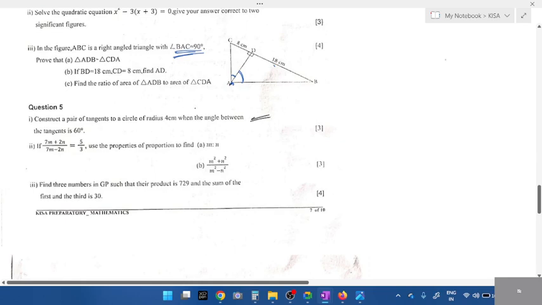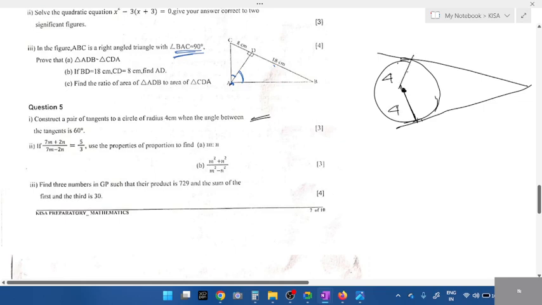Construct a pair of tangent to a circle. We'll take a circle, radius 4 centimeter. What is tangent, students? A tangent is just a single point, right? Single point. And what is the value of this radius? 4 centimeter. What's the angle formed in between the radius? How much degree you have to construct to get this tangent? What's the angle we need to construct? 90 degrees.